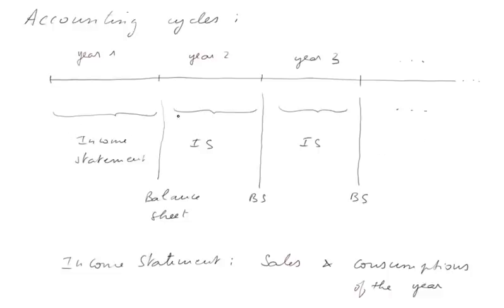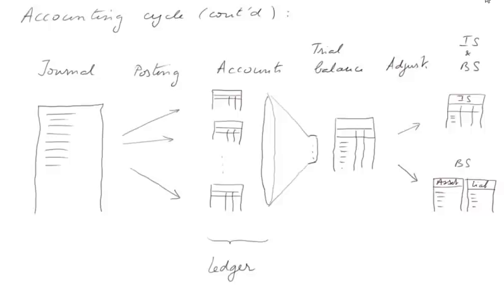The computation over one accounting cycle looks like this. It's called the accounting cycle. We start from the journal, where we have entered each transaction chronologically. Then each transaction is posted into 2 accounts. We saw that. The collection of accounts form a book that is called the ledger, because it's a big book.